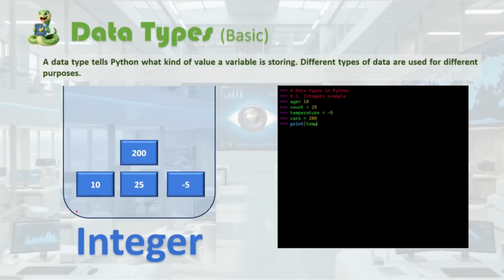The print function returns the value of a variable. If you type print, in brackets temperature, it returns -5.